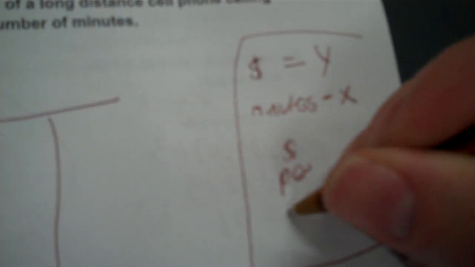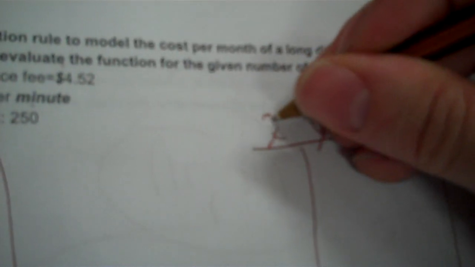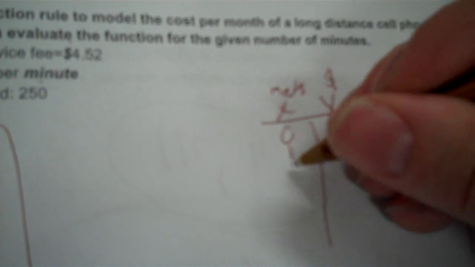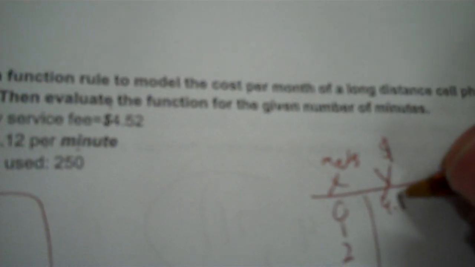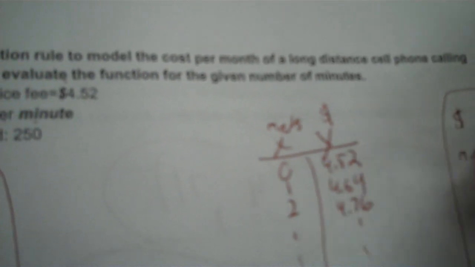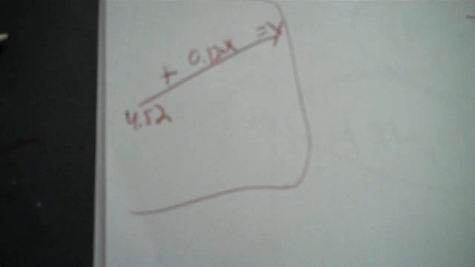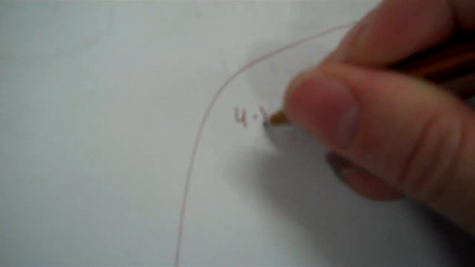So dollars per minute is 0.12 times X. So on my XY table, I've got minutes and dollars. So 0, 1, 2, and it goes on. Now before this 12 cents per minute, we paid $4.52. Then I add 12 cents, 4.64, and then 4.76, and that goes on. Okay. So my line began at 4.52 plus 0.12 times X equals Y. So that's basically your function rule.